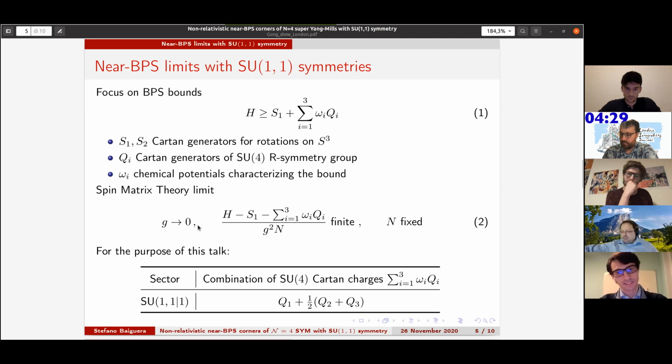The spin matrix theory limit is given by equation 2, where you can see that there is a combination that is required to be finite, but N is not sent to infinity, it is just fixed, which in fact allows us to overcome the limitations of the planar limit. When you send N to infinity, then you can recover the planar limit. For this talk, I will focus on one sector, SU(1,1|1), which is the simplest one where there is supersymmetry.